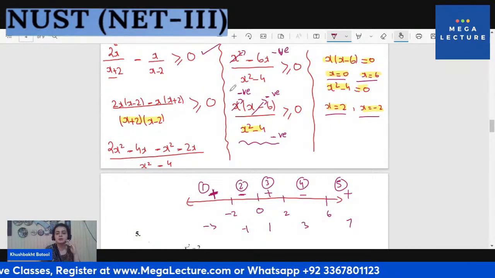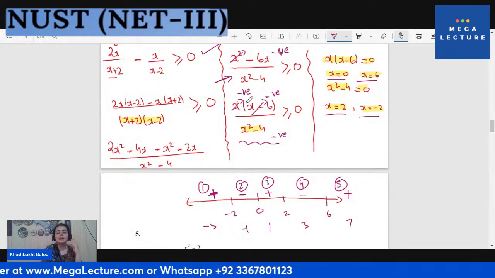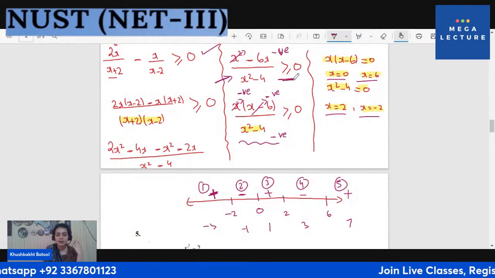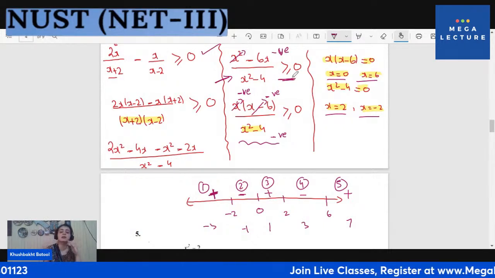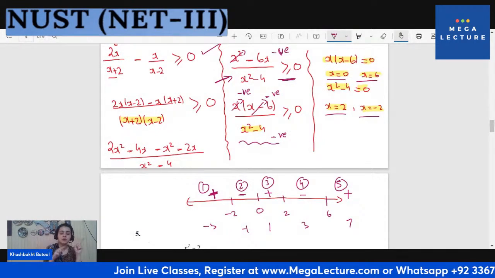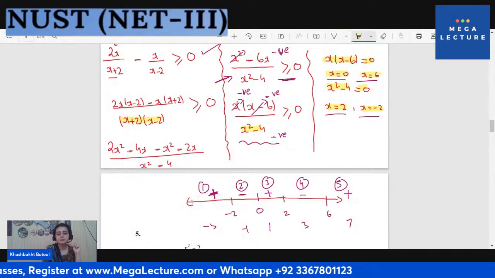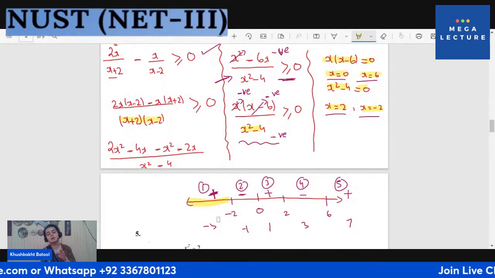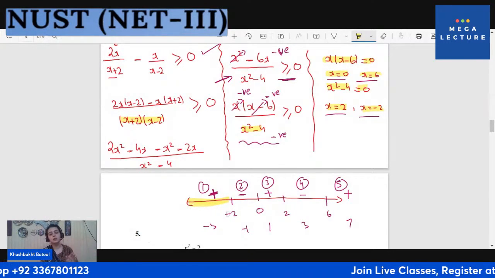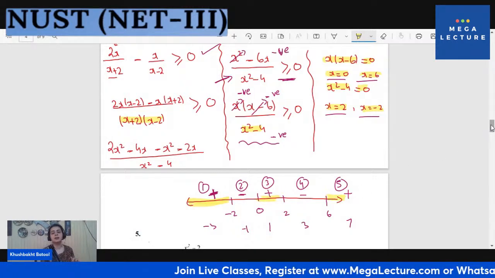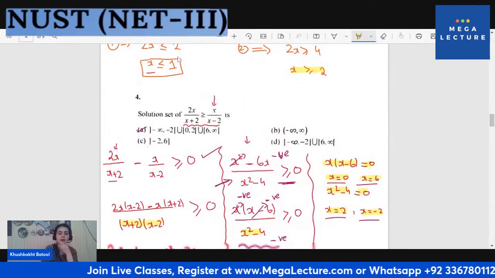Using these numbers over here, I need to see for which number this condition is being satisfied. This condition says it should be greater than or equal to 0, right? So it was being satisfied for the first one, third one, and fifth one. So I just use these intervals. The first interval would be from minus infinity to minus 2, then between 0 and 2, and then from 6 to infinity, and that is why the answer was A.